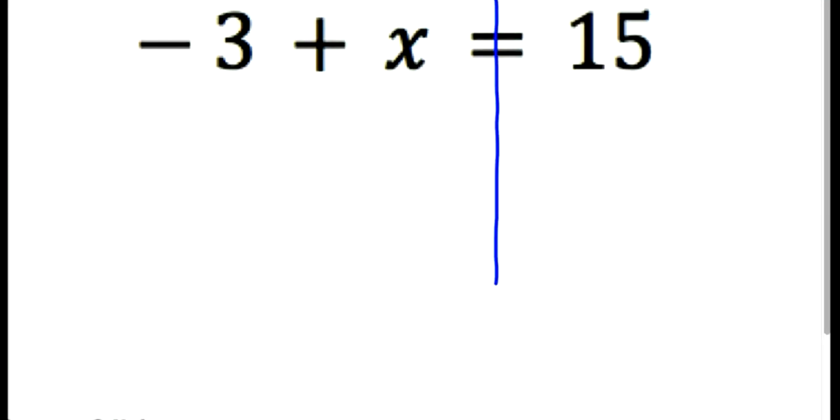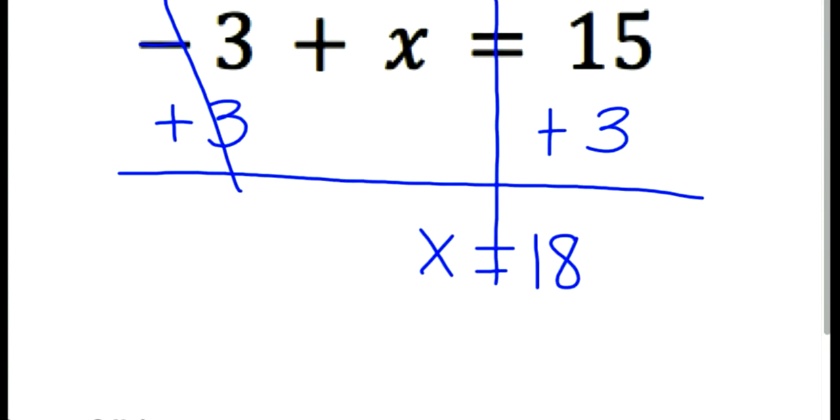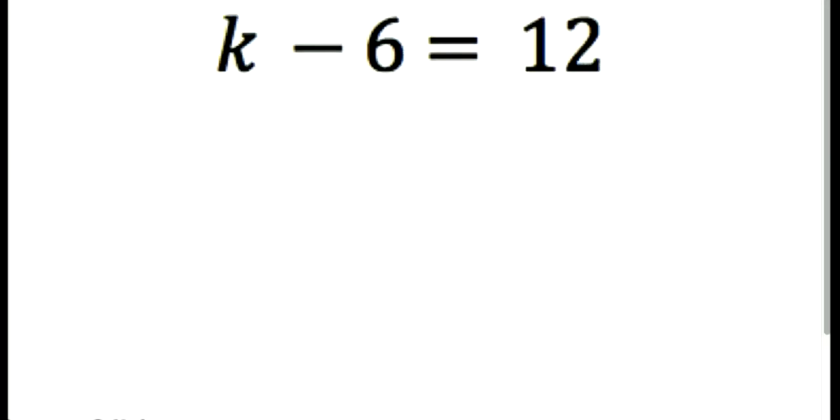Drawing my vertical line, I have a negative 3. So the opposite of negative is positive. And I'm moving the 3 because I need x to be by itself. So I added 3 to the left. I'm going to add 3 to the right. A negative and a positive equals 0. They cancel out. I'm left with x equals 15 plus 3 is 18.